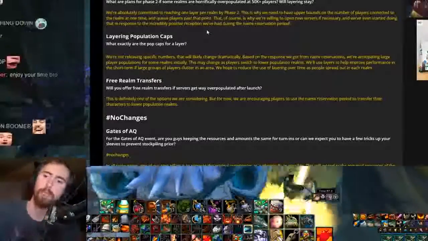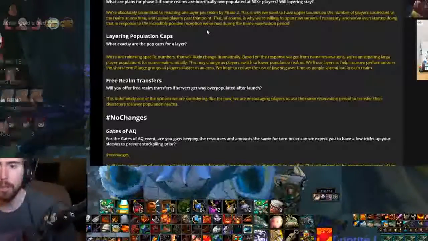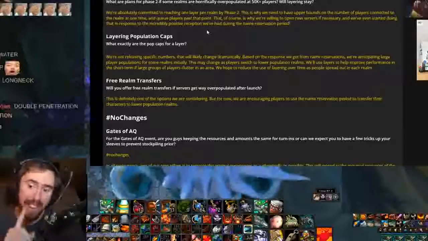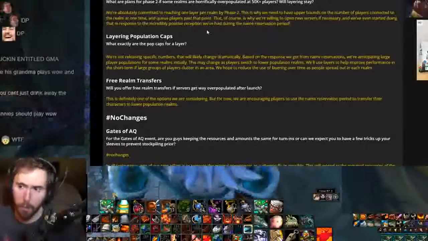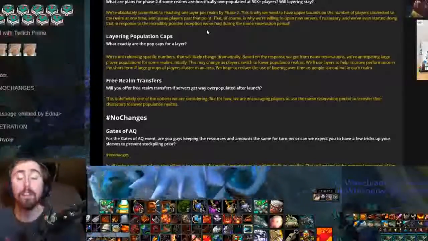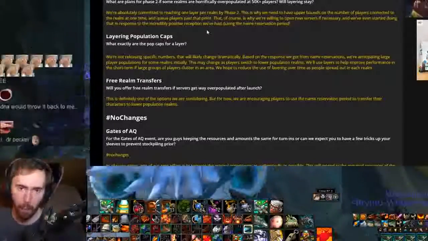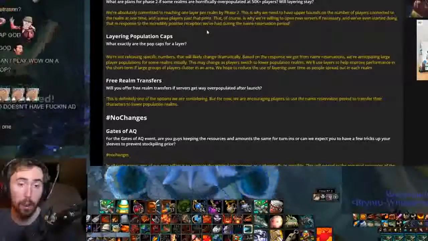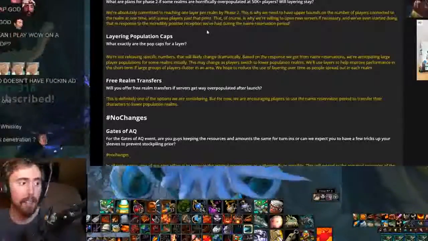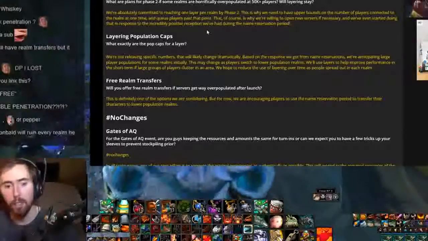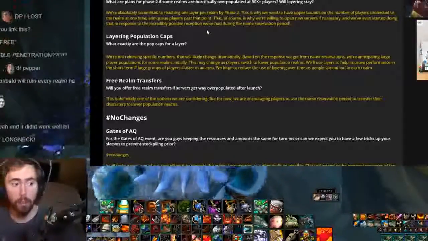Okay, here we go. Will you offer free realm transfers if servers get way overpopulated after launch? This is definitely one of the options we are considering, but for now we're encouraging players to use the name reservation period to transfer characters to lower population realms. This is another obvious thing that they were going to do. Everybody knew this was going to happen. This is what they did in Classic WoW, in Vanilla WoW. This is the experience. This is what it is.